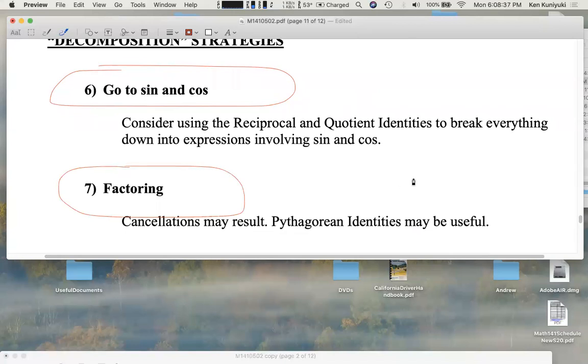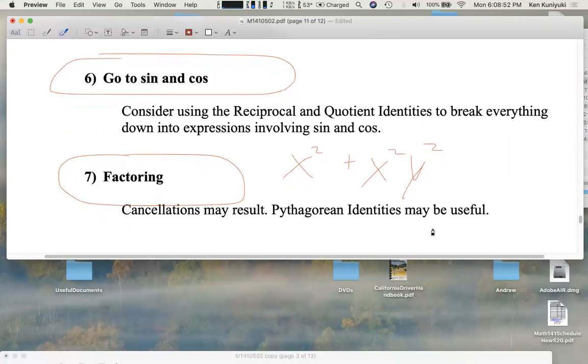Factoring. Factoring's still legal, keep that in mind. You might want to do snap substitutions, or actually write them out. Actually write out stuff like x squared plus x squared y squared, and see what factors out. Okay, so do a snap or explicit substitution, and factor.